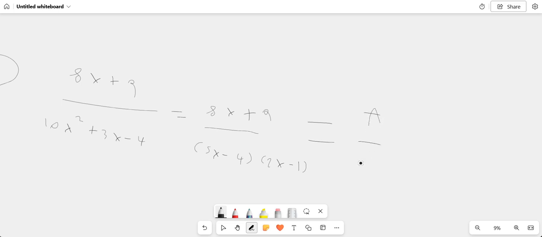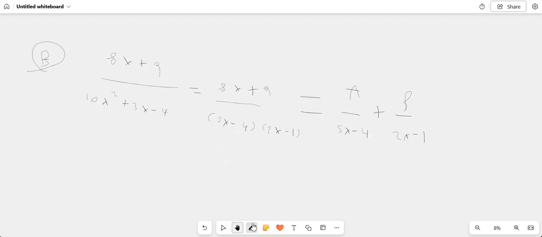So that's a over the first one. So a over 5x minus 4, and then plus, alright, plus here. Over 2x minus 1 here. And then obviously combine that.